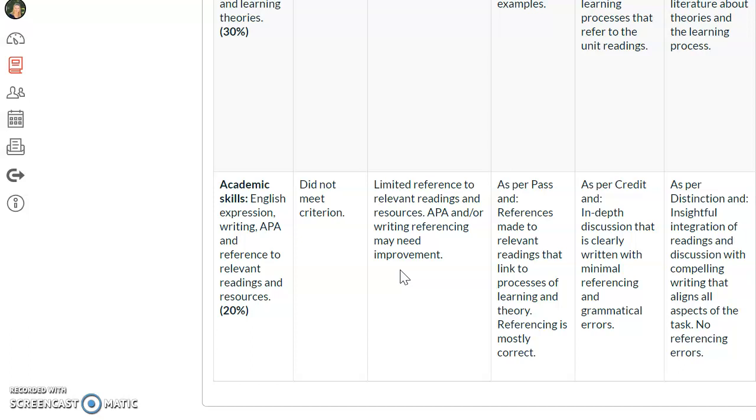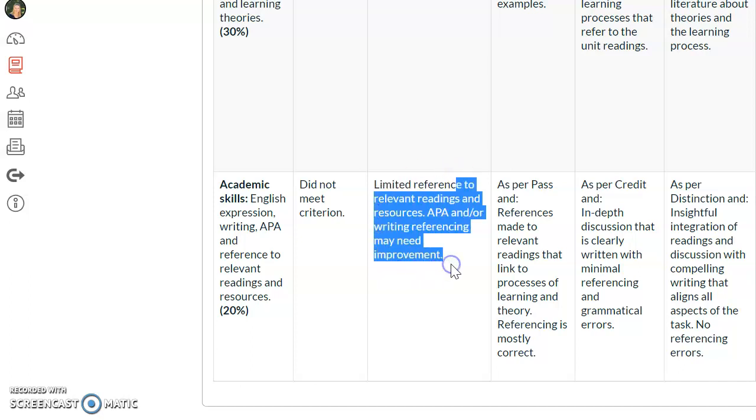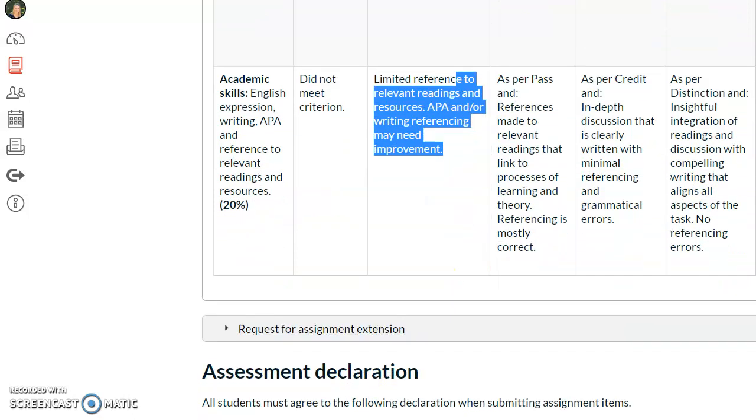We do acknowledge that referencing and citation is tricky. It's quite a complex task. Please do have a look at our links and our guides and give yourself some time. We know that this is a skill that you'll improve with as you move through your units. Give it a really good solid go and we'll be happy with that. So we understand that not everything can be perfect first time round.